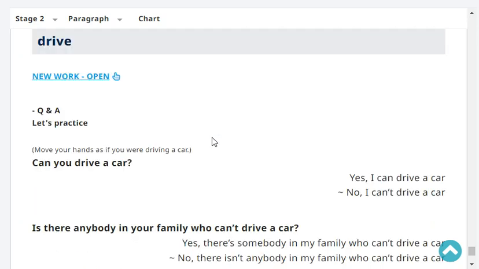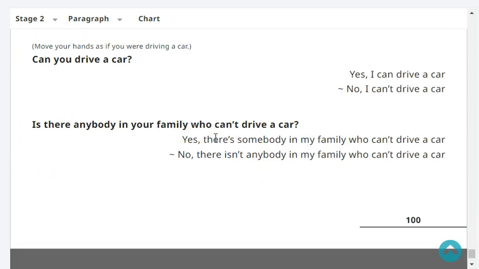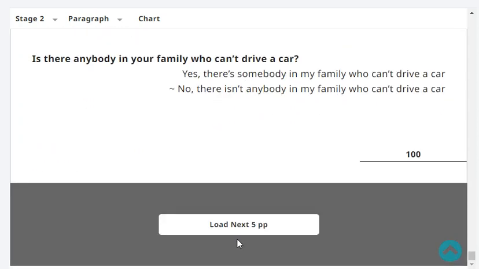Can you drive a car? Yes or no? Yes, I can drive a car. Is there anybody in your family who can't drive a car?